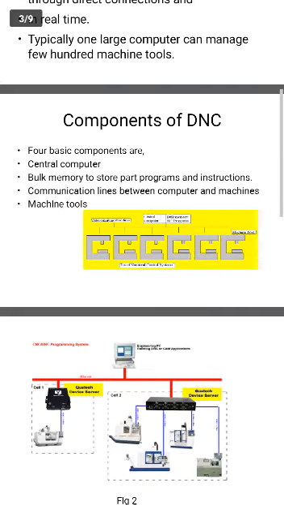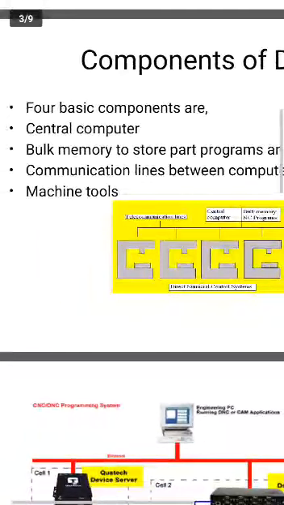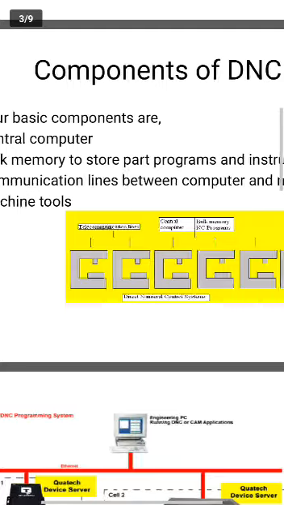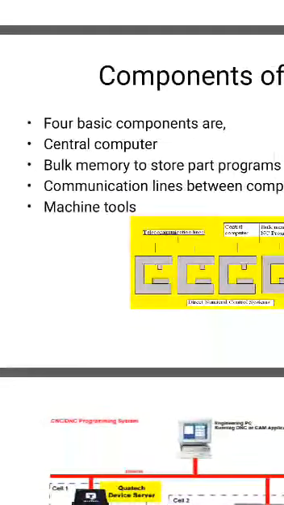Next, components of DNC machine. What are the components? We'll see. Here different types of components are there. What are those? Central computer, bulk memory with storage of NC programs, telecommunication lines, and machine tool. These are the components of a DNC system. What these do and how it works, we'll see.